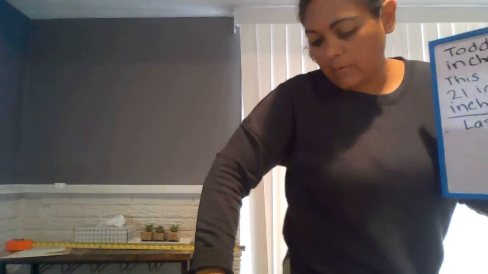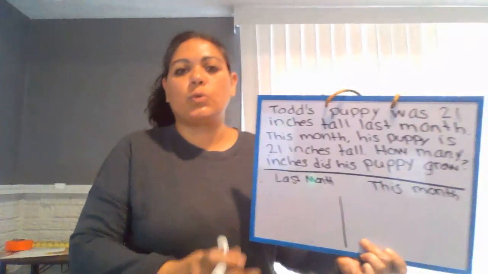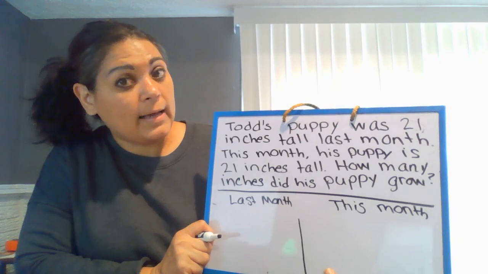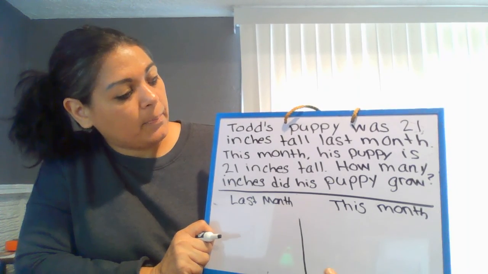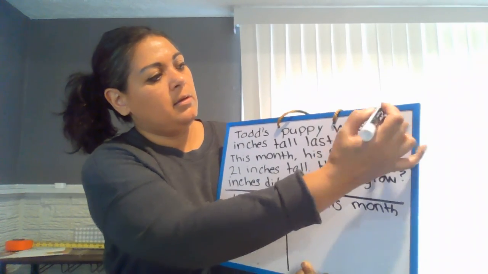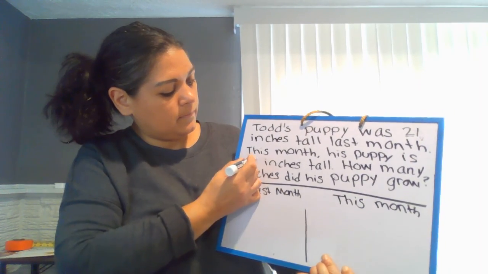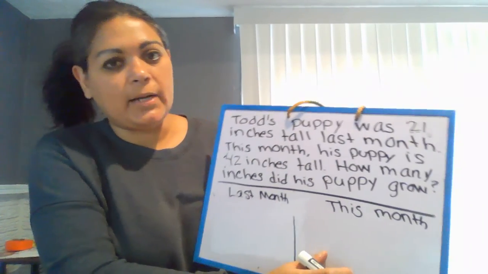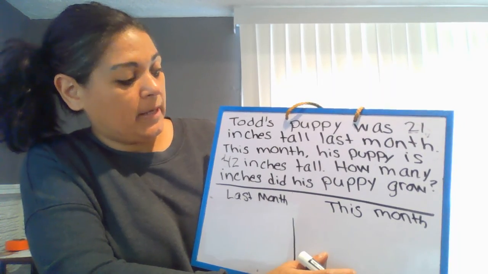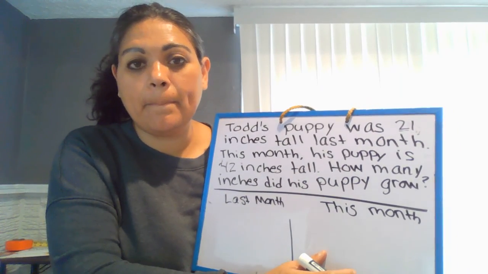Remember, as I read, visualize. Sorry, I need to scoot my chair over. Visualize what is going on in the story. Todd's puppy was 21 inches tall last month. Let me reread it. I had to change my numbers. Todd's puppy was 21 inches tall last month. This month, his puppy is 42 inches tall. How many inches did his puppy grow?